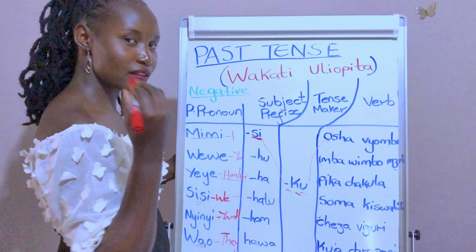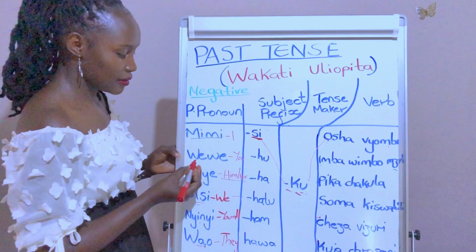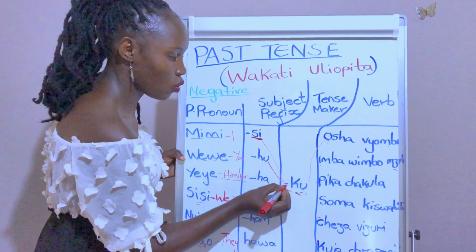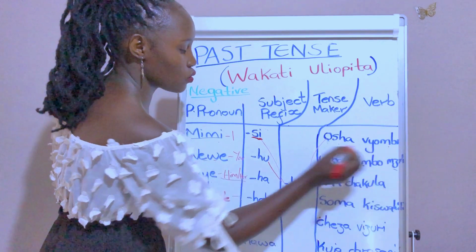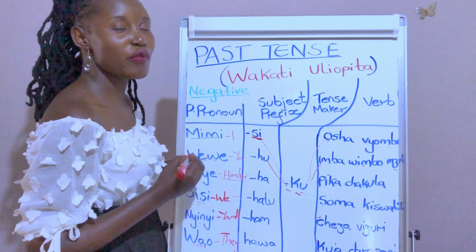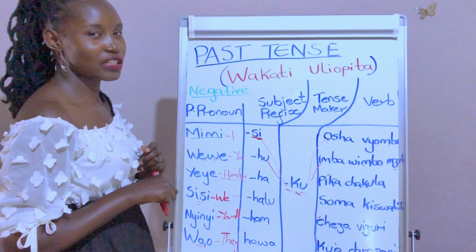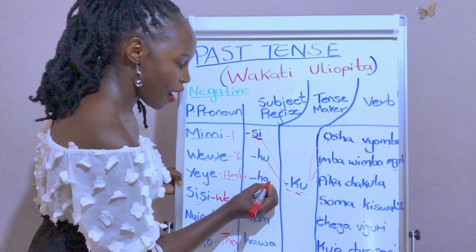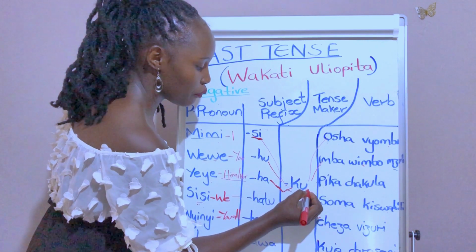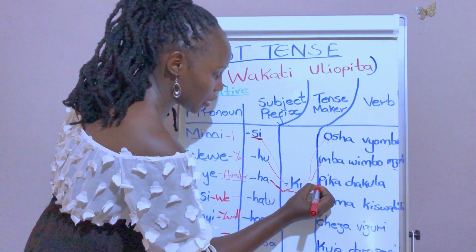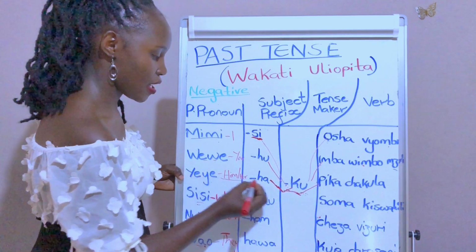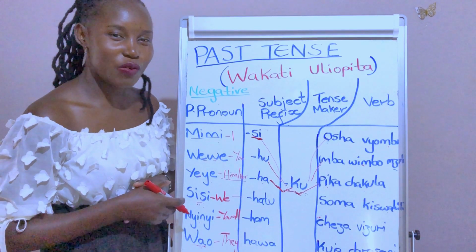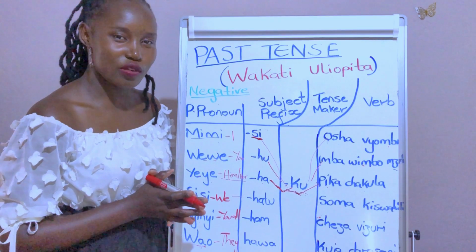Negative past tense form. Our next sentence, wewe huku imba wimbo mzuri. You didn't sing a nice song. Our third sentence, yeye hakupika chakula. He or she didn't cook the food.